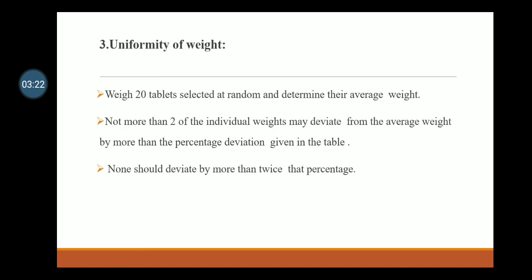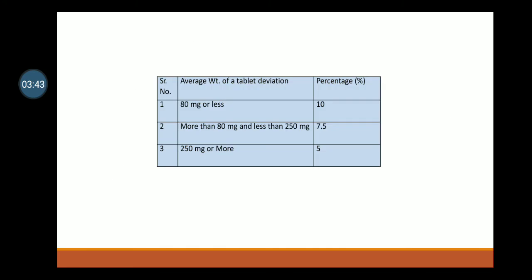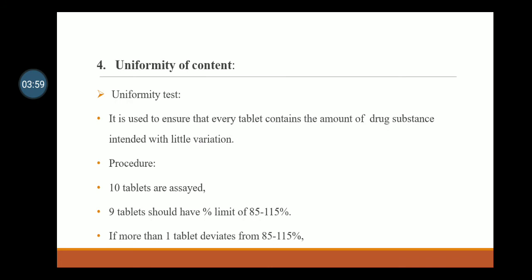Then uniformity of weight. Weigh 20 tablets selected at random and determine their average weight. Not more than 2 of the individual weights may deviate from the average weight by more than the percentage deviation given in the table. None should deviate by more than twice that percentage. Average weight of tablet and percentage deviation: 80 mg or less, 10; more than 80 mg and less than 250 mg, 7.5; 250 mg or more, 5.